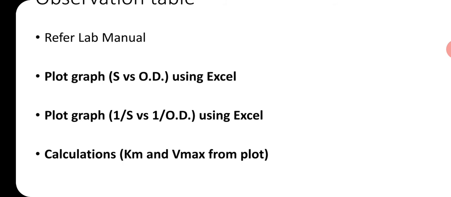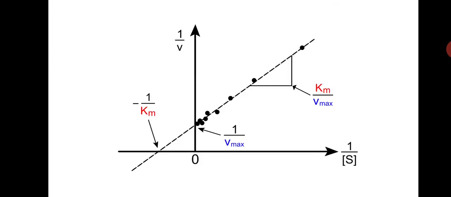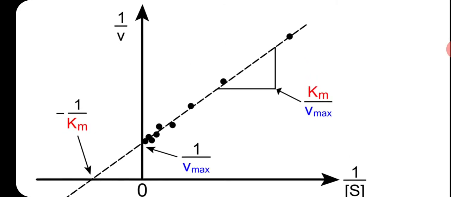First, you need to put the values in the lab manual's observation table. Then you have to plot a graph using substrate concentration and OD, the normal graph as you used to make. Then you have to make a graph between 1 by S and 1 by OD. I have also pasted over here one graph. First you go through the glossary. Now this is what I am talking about. You have to make a graph between 1 by S and 1 by OD. 1 by OD is on y-axis, 1 by S is on x-axis. So whatever readings you have, put them in as 1 by S and 1 by OD.